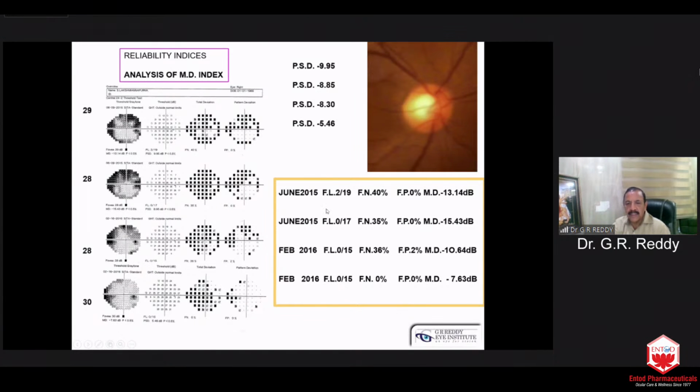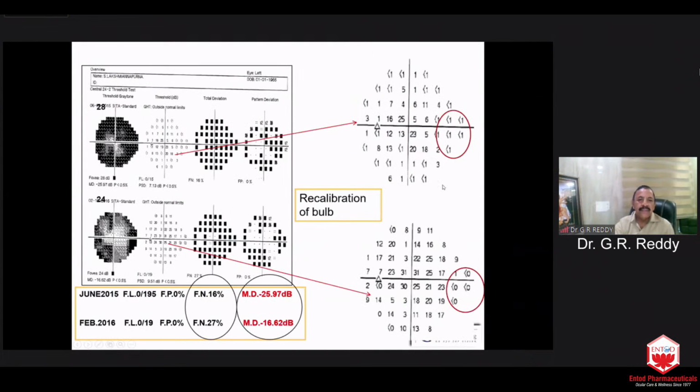And see, in 2015-2016, to get the correct values, fixation loss 0, 0, 0, the mean deviation is -7. To get all three to 0, I had to do the test 7-8 times. Some of the tests I didn't include. 35% here, false negatives 36% here, false negatives 40% here. So to get things to normal, you see the mean deviation of -13 came to -7. So this is another example of how we have to evaluate.